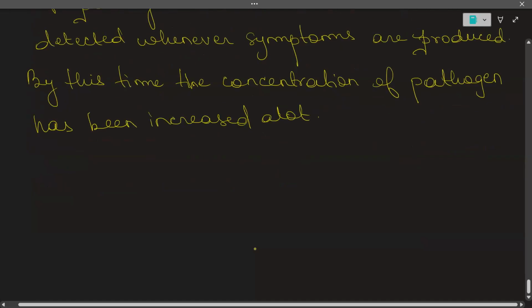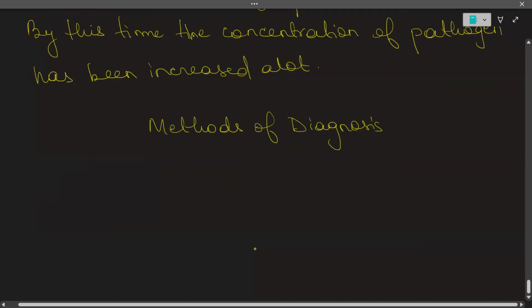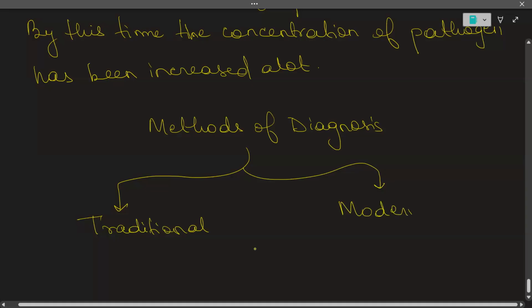Now, when we talk about the methods of diagnosis, let us see what are the various methods of diagnosis. If you divide into two types, one is the traditional, the old age methods that have been going on ever since time immemorial. And then there are some modern methods. So we are going to see what are the different kinds of methods of diagnosis.